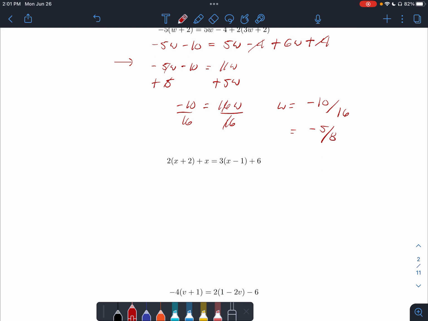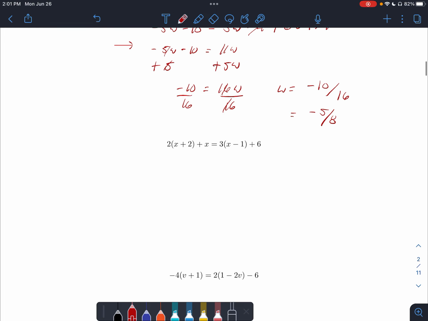All right, so here on this next one, we have 2 times (x plus 2) plus x is equal to 3 times (x minus 1) plus 6. So let's go ahead and distribute. We'll distribute the 2, and we'll distribute this 3 as well, and that will give us 2x plus 4 plus x is equal to 3x minus 3 plus 6.